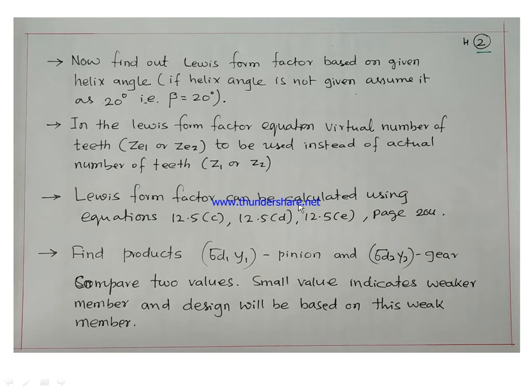The Lewis form factor can be calculated by using equations 12.5 C, D and E available on page 204 of the Design Data Handbook. Then after finding the Lewis form factor, we need to find the product sigma D1 Y1 for the pinion, and similarly sigma D2 Y2 for the gear. Then compare these two values, and whichever is smaller will be the weaker member, and the design will be based on that member.